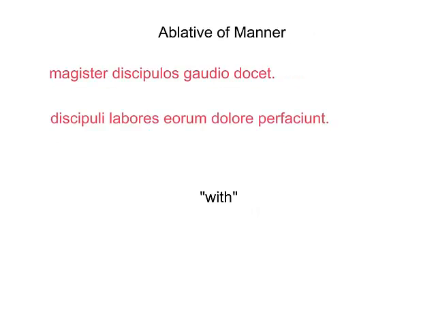There's also an ablative of manner, and these tend not to be objects. These tend to be some kind of abstract idea. So, magister discipulos gaudio docet. The teacher teaches the students with joy. Or discipuli labores eorum dolore perficiunt, which hopefully is not the case, but the students finish their works, their labors, with sadness. Hopefully not. But usually we're going to translate these with, just like we did with ablative of means or instrument, but these tend to be, again, sort of emotions or things like that.